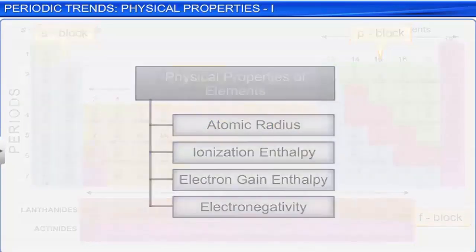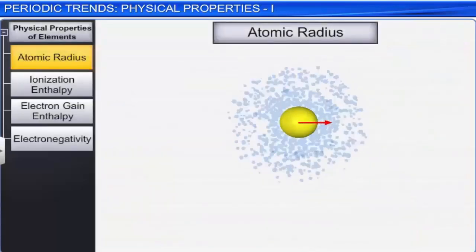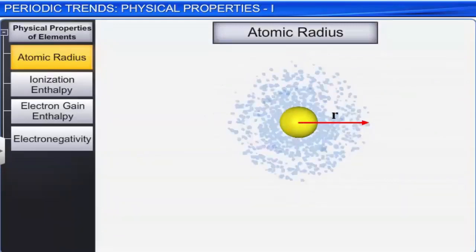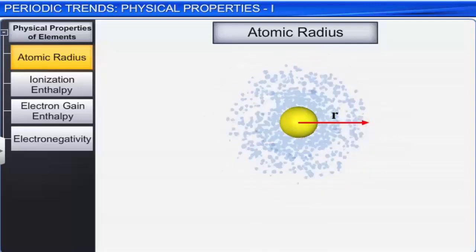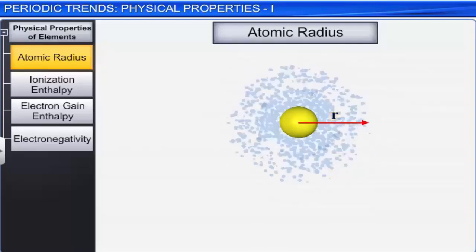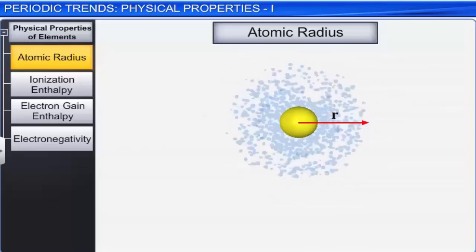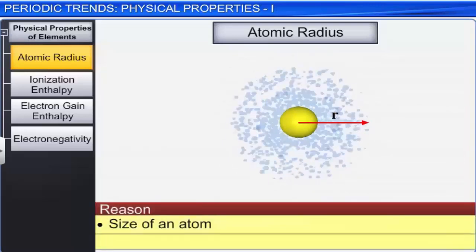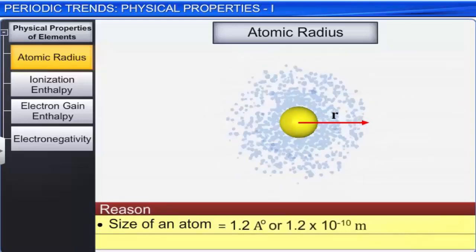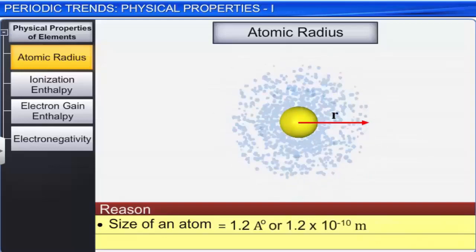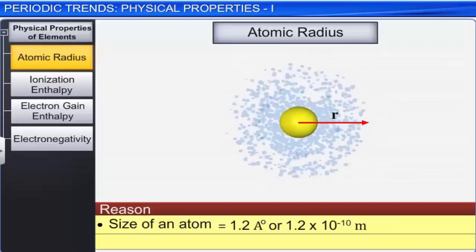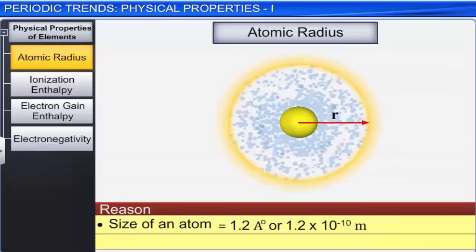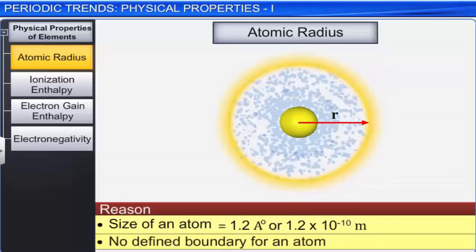Atomic radius can be defined as the distance from the center of the nucleus to the point up to which the density of electron cloud is maximum. Measuring the actual atomic radius is a difficult task for two reasons. First, the size of an atom is of the order of 1.2 angstrom, or 1.2 × 10^-10 meters, which is too small to be precisely measured. Secondly, the electron cloud surrounding an atom does not have a well-defined boundary, which again adversely affects the precision of the measurement.